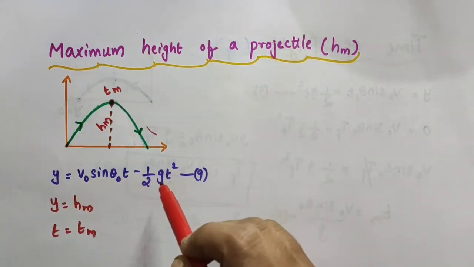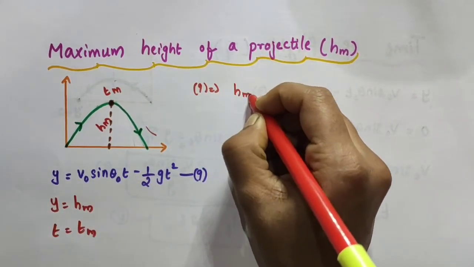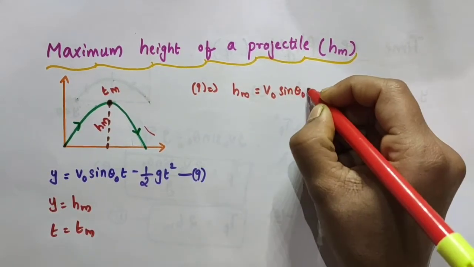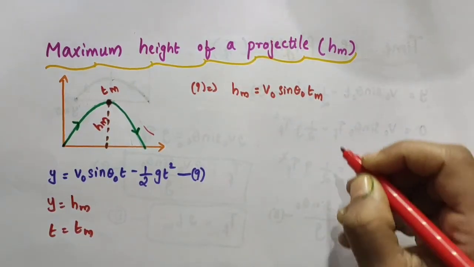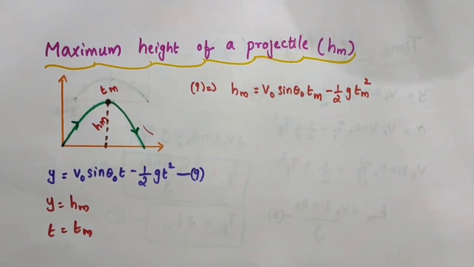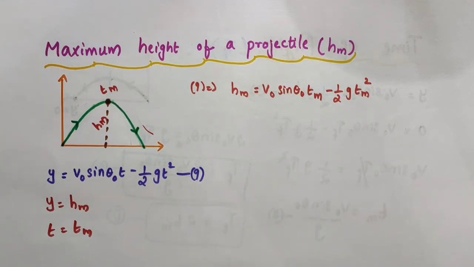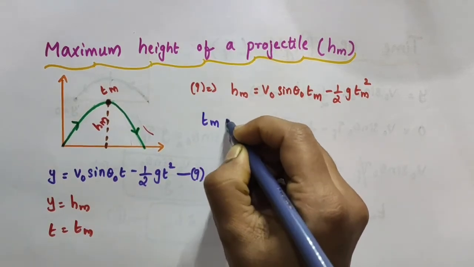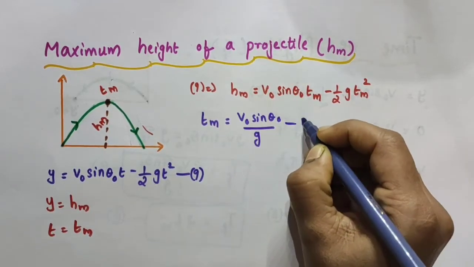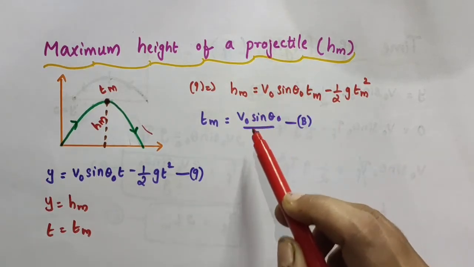So equation number 9 becomes y can be taken as hm, which is equal to v0 sin theta 0 into the time for the maximum height Tm, minus half g t square, where t square means Tm square. Now from equation B, we have the time for maximum height Tm equal to V0 sin theta 0 divided by g. So from this equation B, we can substitute this Tm.